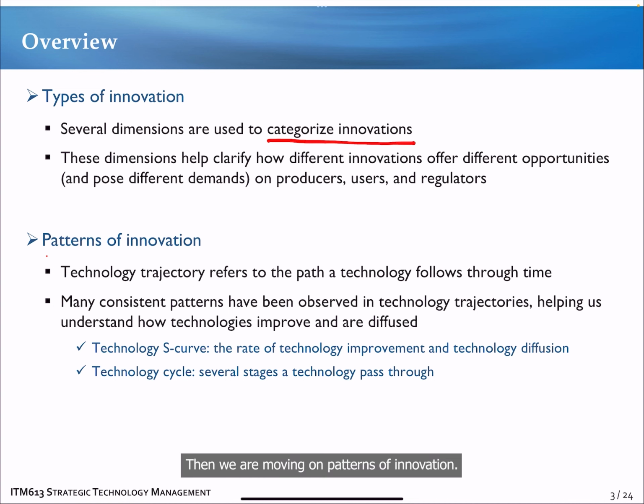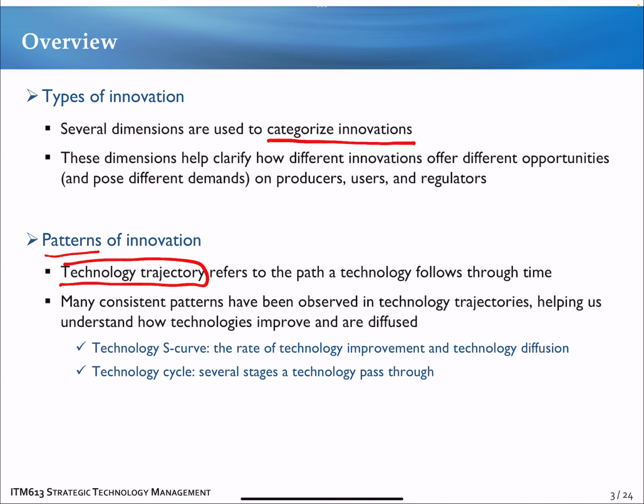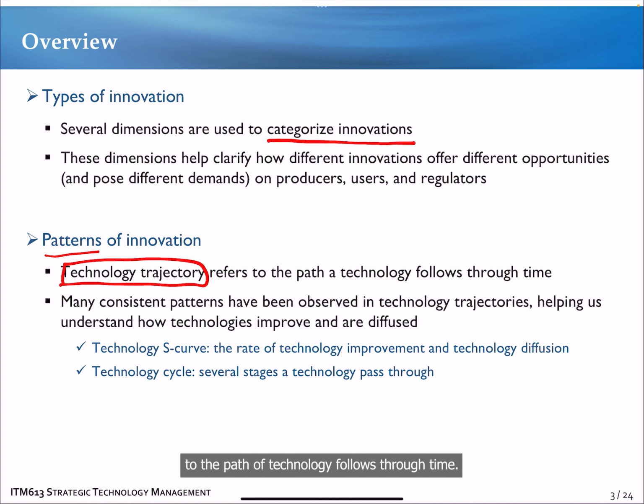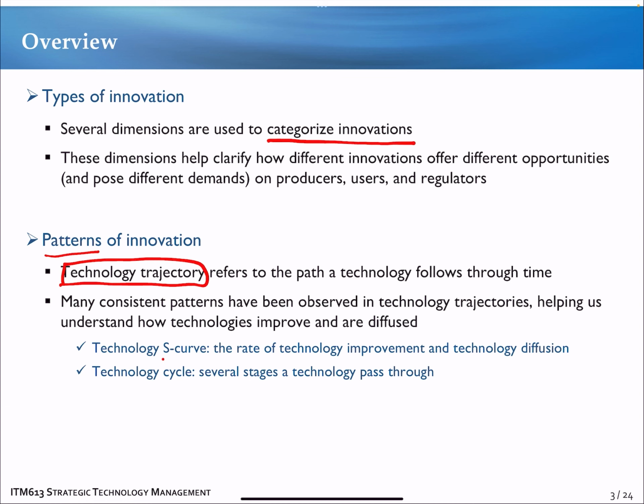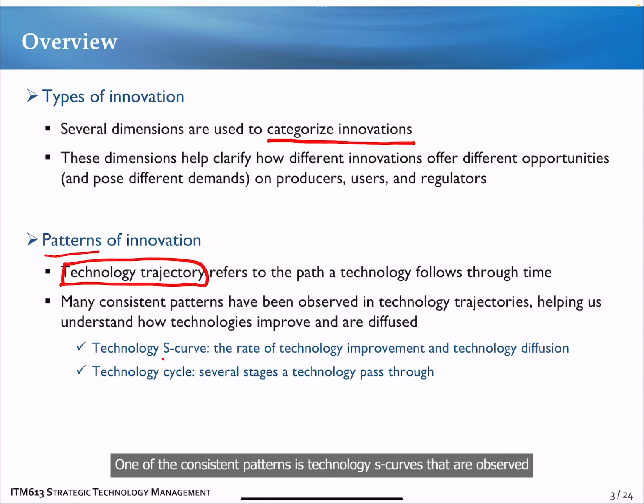Then we are moving on to patterns of innovation. Here we have an important concept, technology trajectory. Technology trajectory refers to the path a technology follows through time. Although it cannot be generalized, many consistent patterns have been observed in technology trajectories, which helps us understand how technologies improve and are diffused. One of the consistent patterns is technology S-curves, which are observed in the rate of technology improvement and technology diffusion.